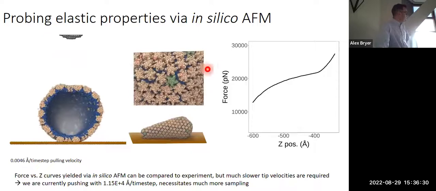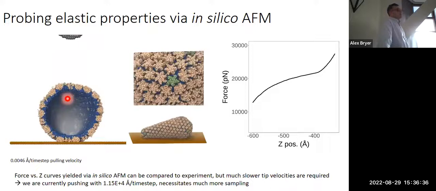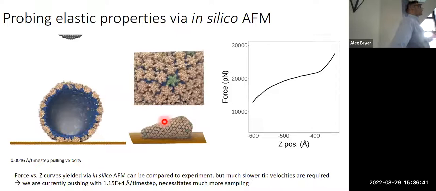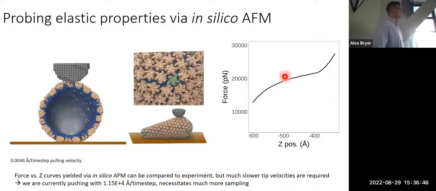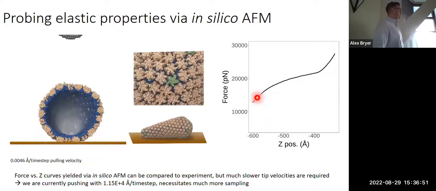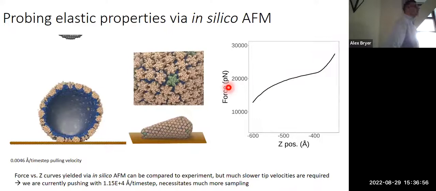So we do a nano indentation where we indent the capsid and we look over some length of time at how the capsid responds, how it recovers. This was a very fast push, so we can't yet correlate these forces to an experiment. You know, this is like a bullet. We still see these force profiles, and that gives us opportunities to compare to force versus Z from AFM experiments.